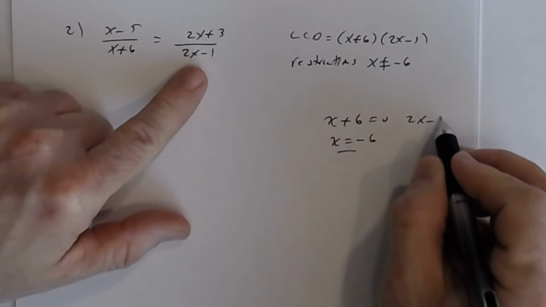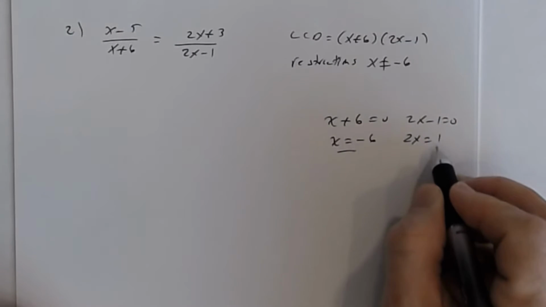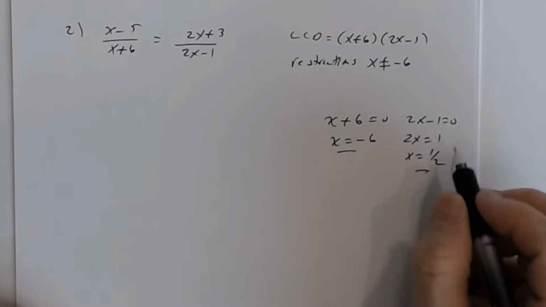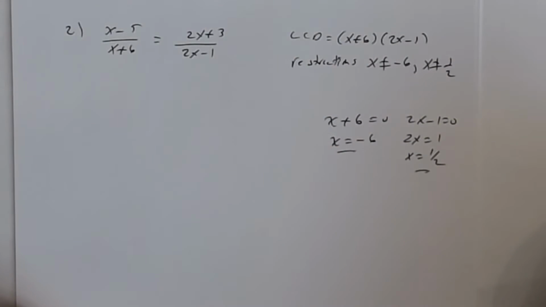Then we go to the next one, 2x minus 1. Where is 2x minus 1 equal to 0? Well, 2x minus 1 is equal to 0 when 2x equals 1, and that means when x equals 1/2. So those are your two restrictions: x cannot equal -6, and x cannot equal 1/2.